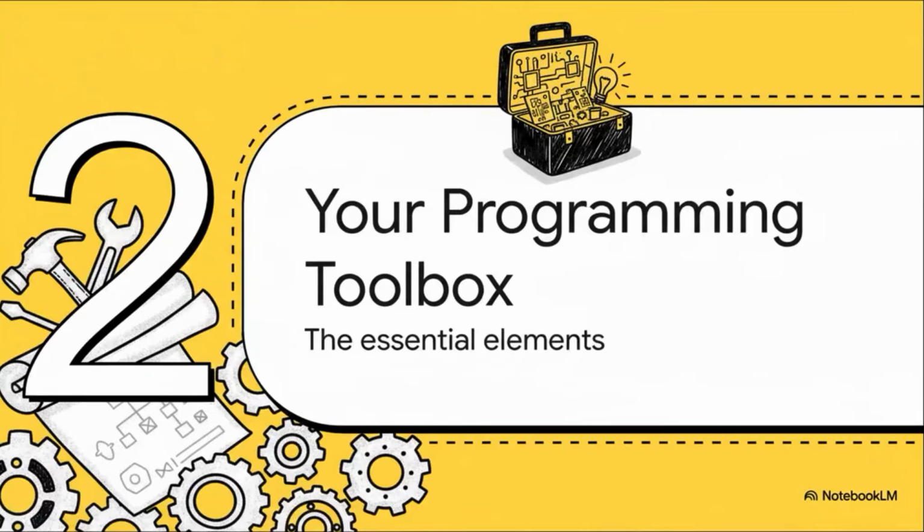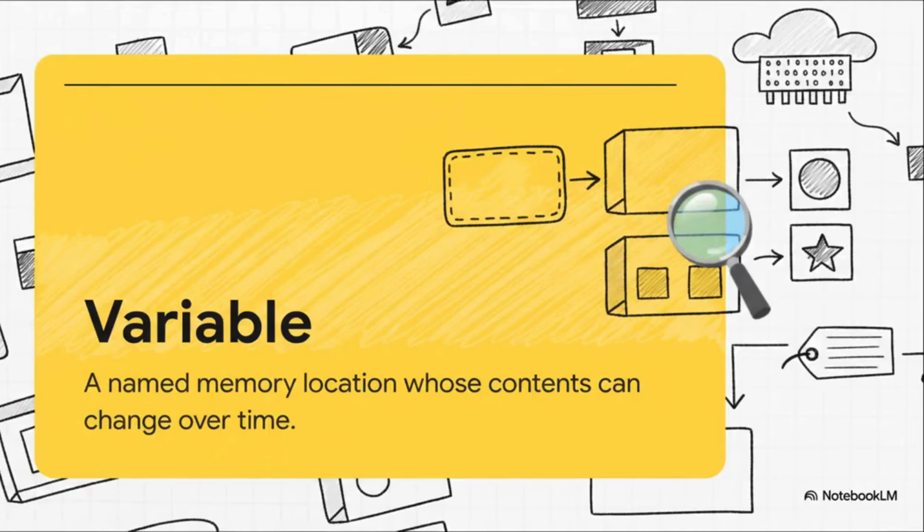Okay, so we've got our blueprint, but what are we actually building with? See, every programmer has a toolbox of essential elements. So let's pop it open and take a look at the first two. Our very first tool is the variable. And honestly, the best way to think of a variable is just as a labeled box. We give the box a name, and we use it to store a piece of information. The crucial thing to remember is the information inside that box can change while our program is running.